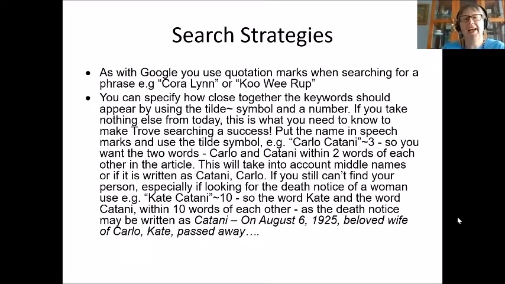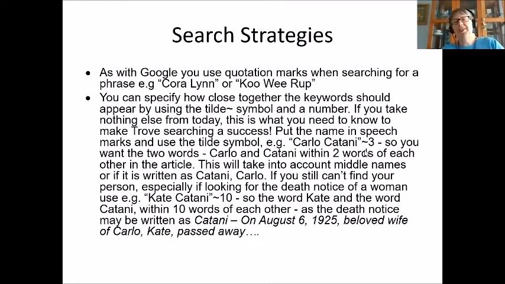But if you're looking for, say, the death notice of a woman, so here's Kate Cattani, this example I've used here, I'd use the tilde and then the number 10. So you're looking for the word Kate and the word Cattani within 10 words of each other, because often death notices for women are written like this: Cattani, on August 6, 1925, beloved wife of Carlo, Kate, passed away. Or it might say Cattani, relict of the late Carlo Cattani, Catherine, or whatever her name is. So often for death notices for women, there's a whole lot of stuff in between her last name and her first name. This is why I always suggest that if you're looking for the death notice of a woman, put their name in inverted commas and a tilde, and then say 10. So you want 10 words in between Kate and Cattani, and you're going to get more chance of actually finding the result than otherwise. That would be my advice to you.